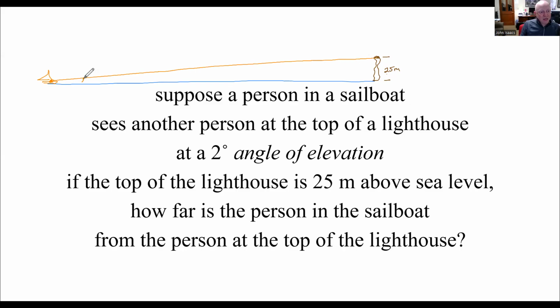So that means that this angle, think of this as a triangle, this angle is 2 degrees. This distance over here is 25 meters. And you're being asked to find how far the person in the sailboat is from the lighthouse. You're being asked to find this measurement, the measurement along the water. Now, the reason this is an angle of elevation is because you are looking up versus horizontal. So if you were to look at 0 degrees, you'd be looking right along the surface of the water, but you're looking up an elevation of 2 degrees.